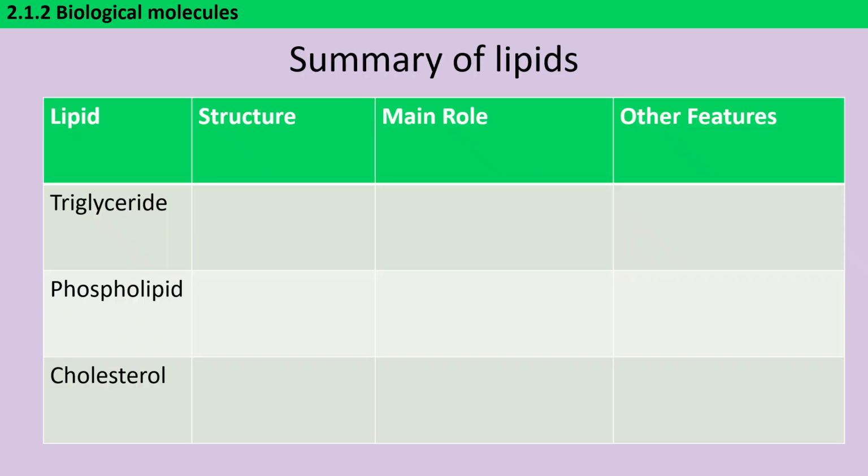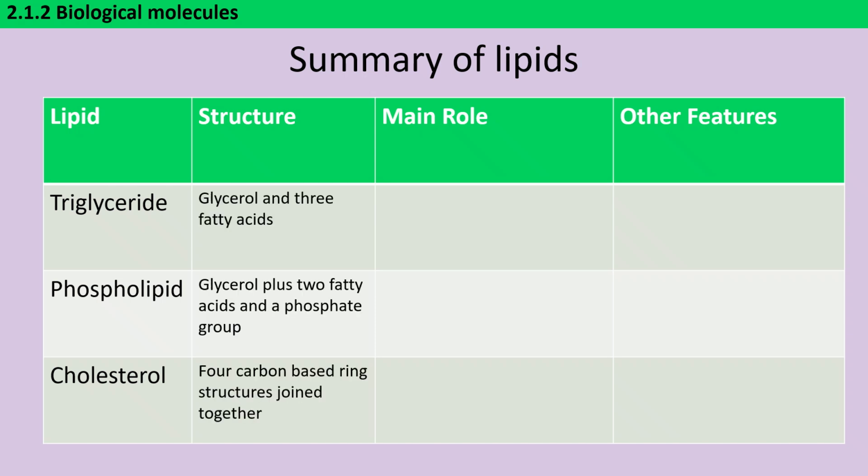So for a final summary, pause the video and make sure that you can complete some notes about the structure, main role and other features of triglycerides, phospholipids and cholesterol. Hopefully you remembered that while triglycerides are formed from a glycerol molecule and 3 fatty acid chains, in a phospholipid one of those fatty acid chains is replaced by inorganic phosphate. Cholesterol is based on those 4 carbon rings, so 3 6-carbon rings and 1 5-carbon ring joined together.